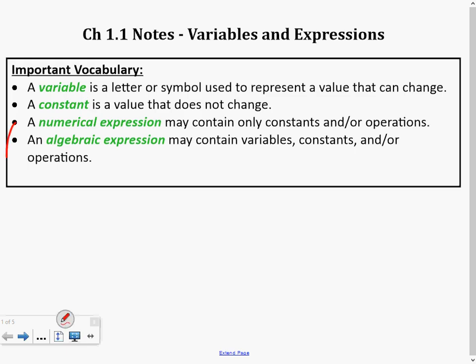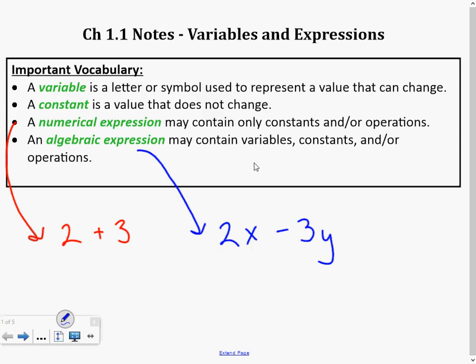So a numerical expression only contains constants and operations. An example of that might be 2 plus 3. An algebraic expression can contain numbers, operations, and variables. So that might look something like 2x minus 3y.